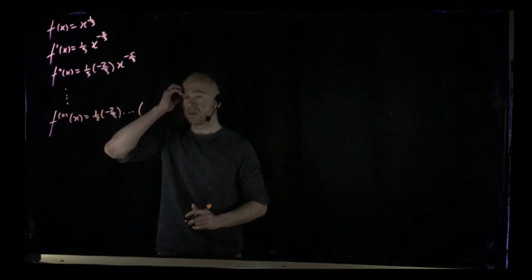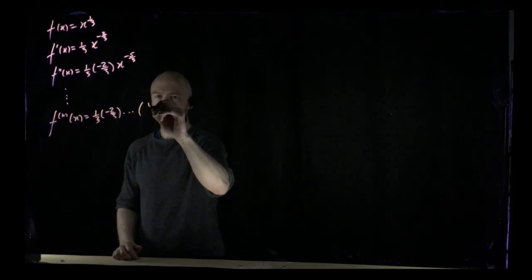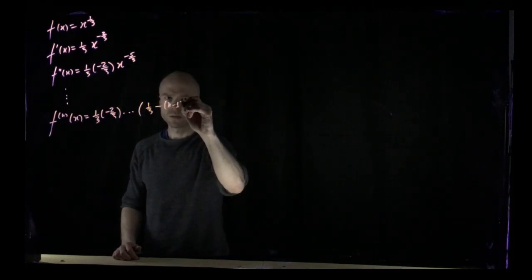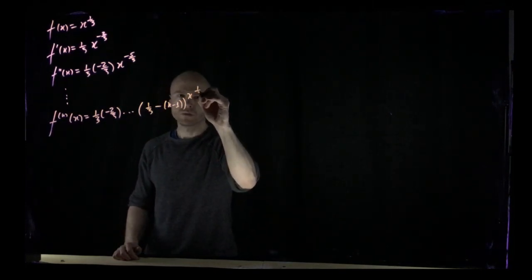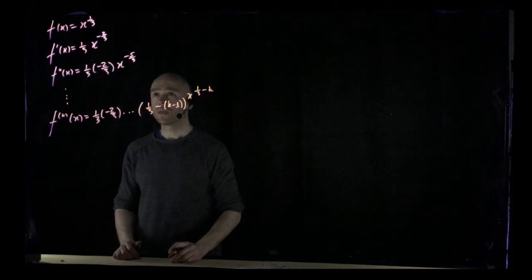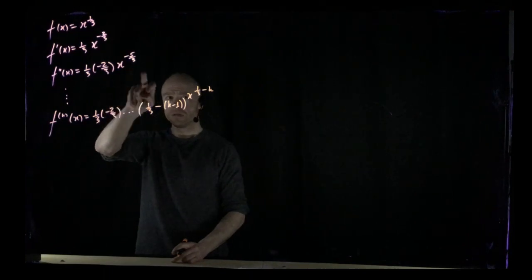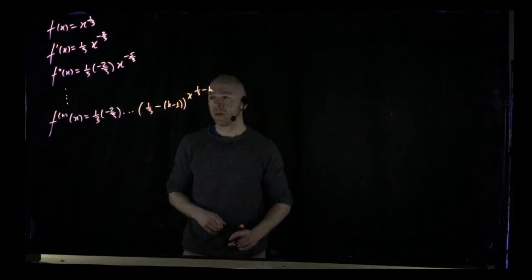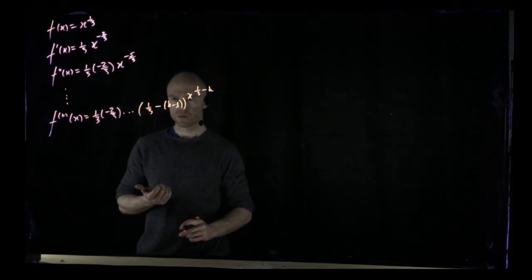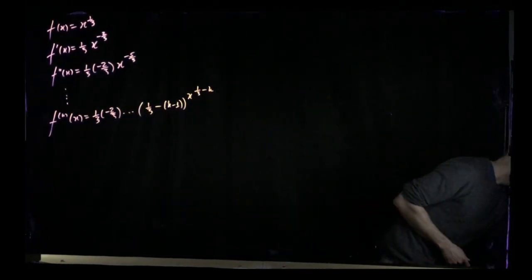So what are we going to get? Oops, this is 3, of course. So it's going to be (1 over 3 minus k minus 1) x to the 1 over 3 minus k. Let's check if that works. When k is equal to 1, it gives this. When k equals 2, it gives this. So this is the right formula. Cool. It looks very weird the way I've actually written it, though. Let me write that again.